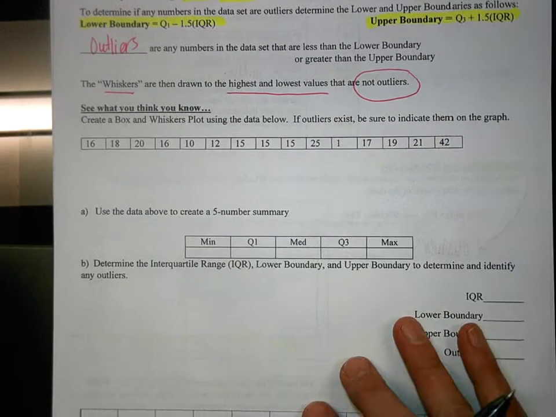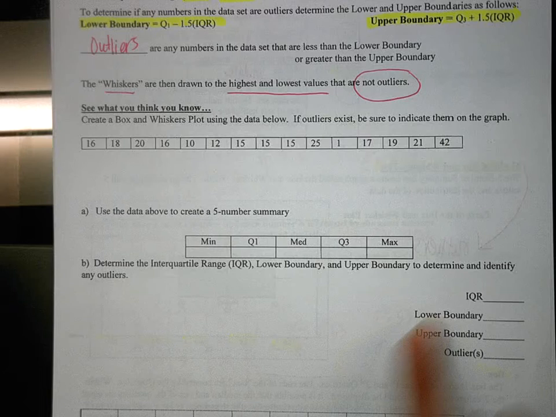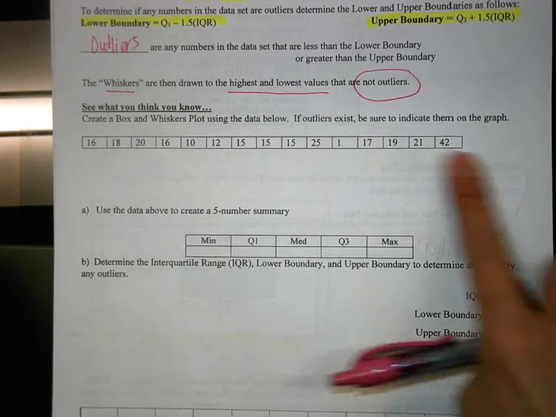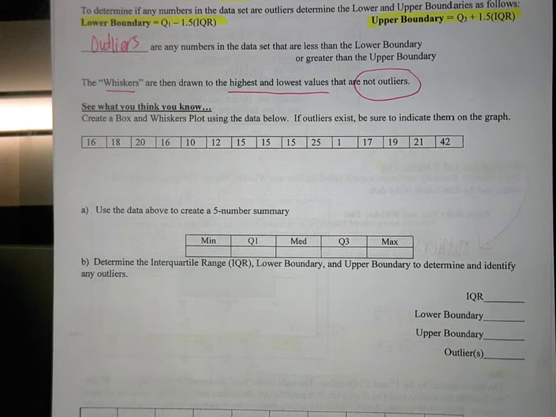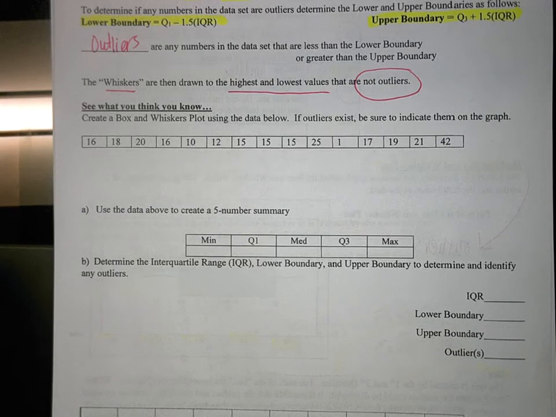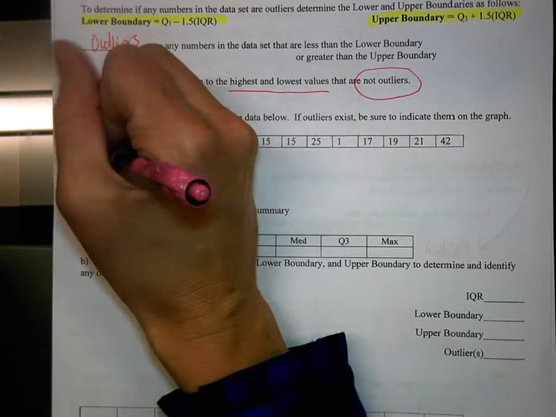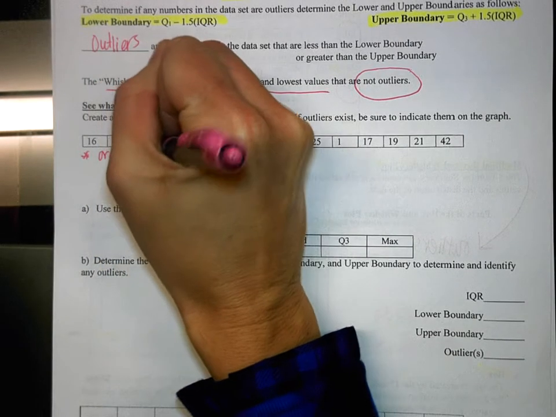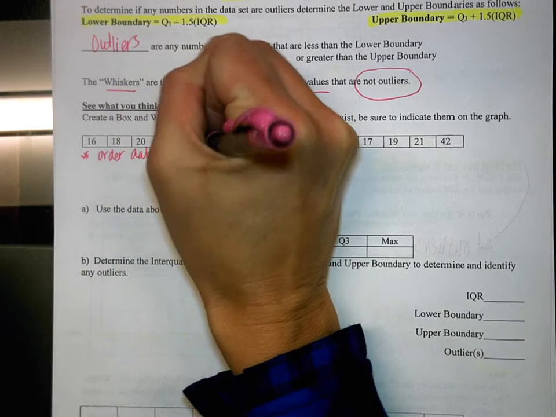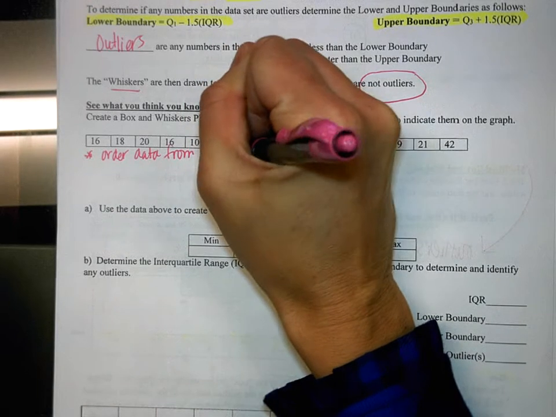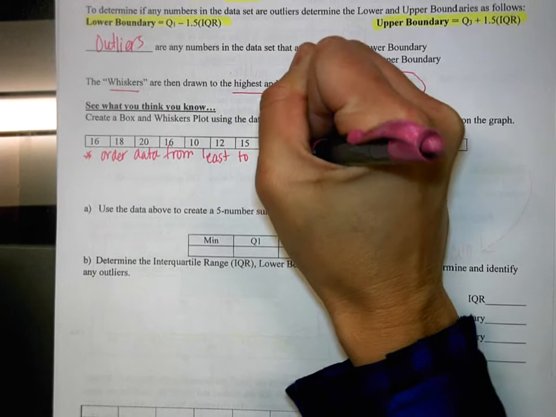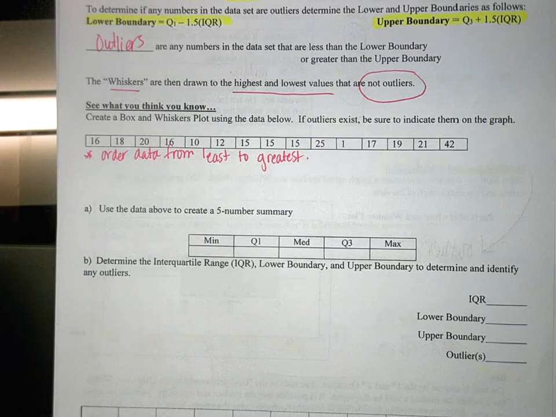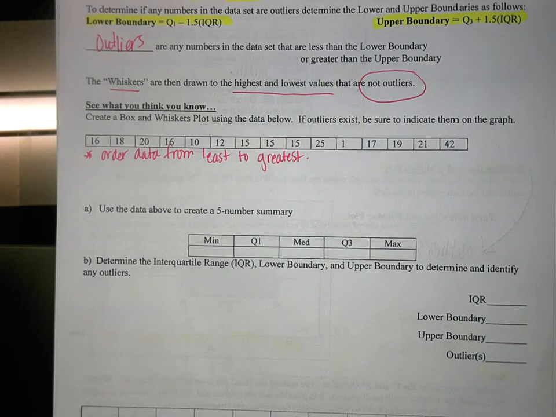The first thing you always have to do is create your 5-number summary. Okay? When you are doing that, you always need your data to be in order, from least to greatest. So let's make a note right here: order data from least to greatest. Sometimes they'll already have it in the correct order for you, and sometimes they don't.